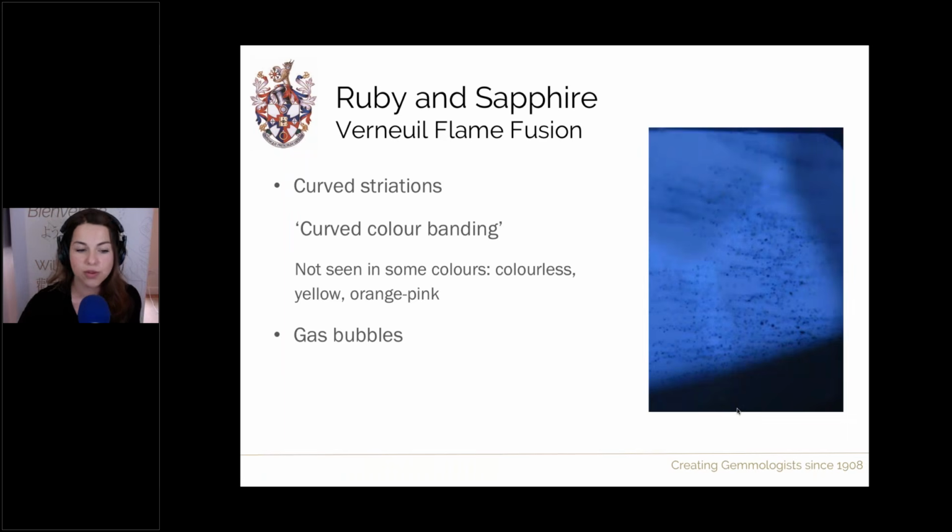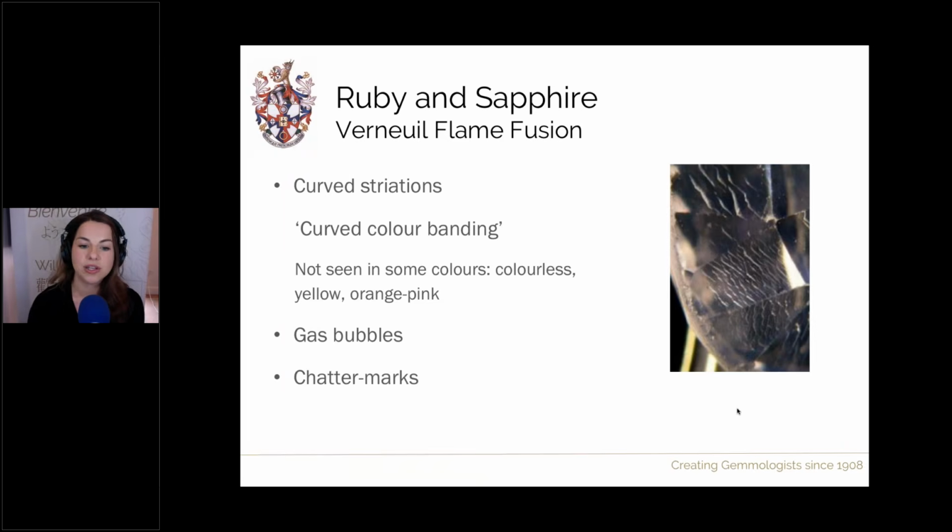Other features you could look for, though, include gas bubbles. The gas bubbles in Verneuil flame fusion synthetic corundums are really small because they are limited to the space where they crystallized. So where that melt dropped onto that crystal ball and you've got the curved striations, the gas bubbles are within there. So they're always going to be really, really small in size.